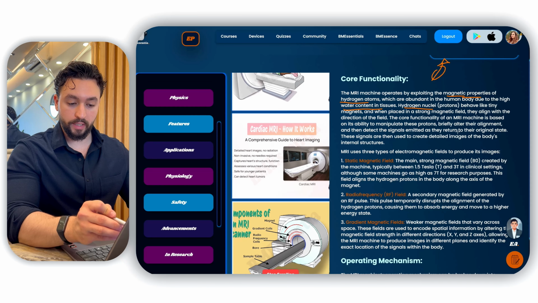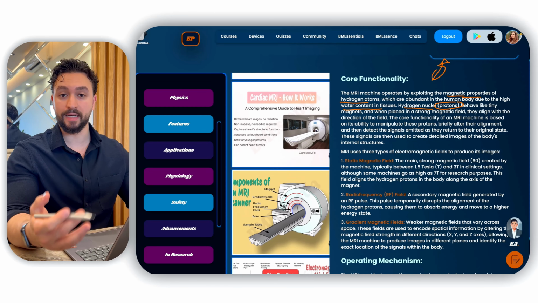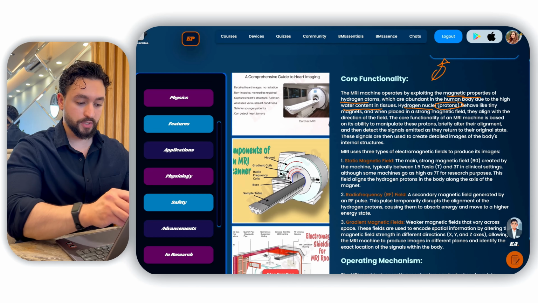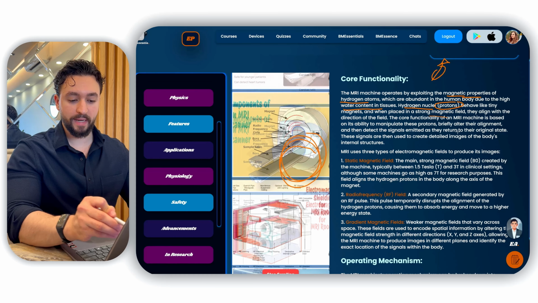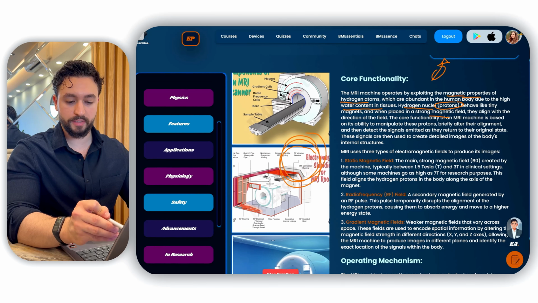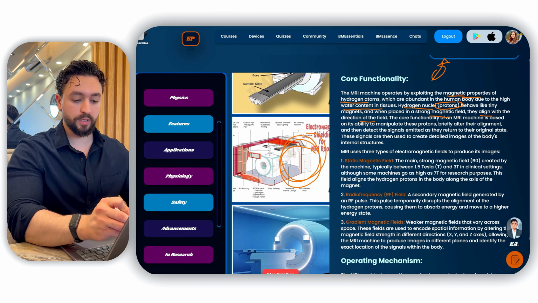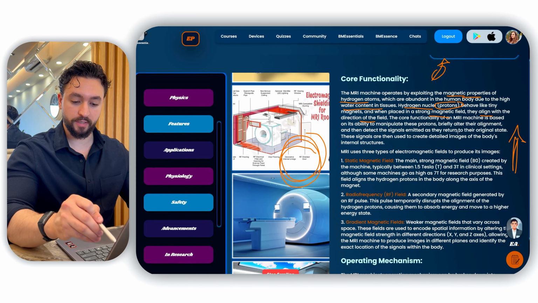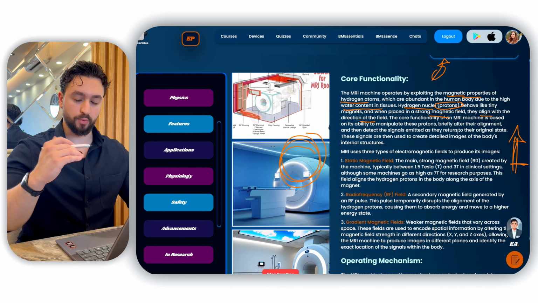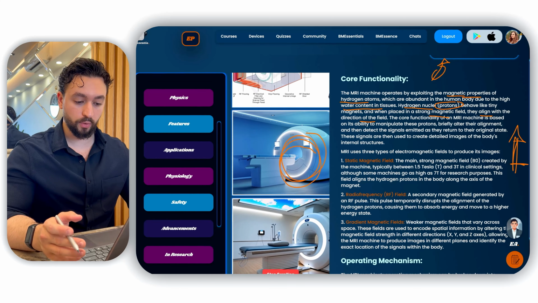The hydrogen nuclei, which are the protons, behave like tiny magnets within the body, and when they are placed within the strong magnetic field from the superconducting magnets, they are forced to align with the direction of the field, which is perpendicular to the patient positioning, as we said, which is upwards toward the longitudinal plane.